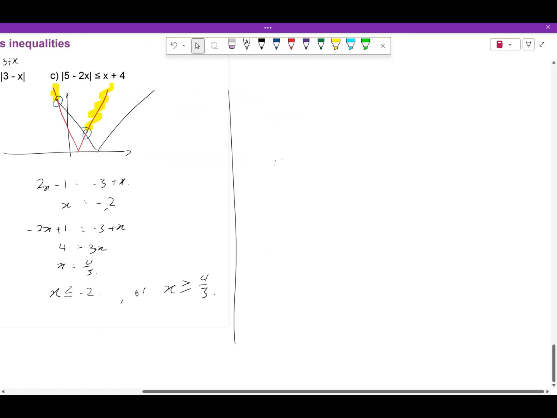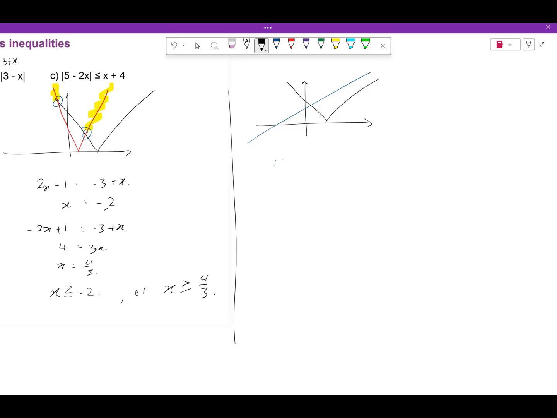Then the last one, our graph should look like this. Here is our x plus 4, and here is 5 minus 2x modulus. Expecting 2 answers. Maybe 2 answers. Give me a sec. It should be 2 answers. Yeah.